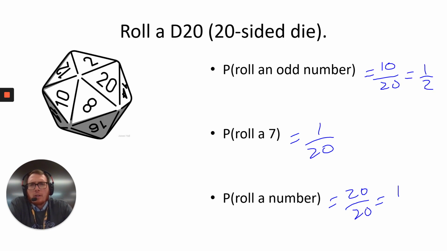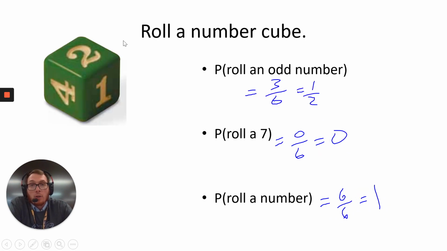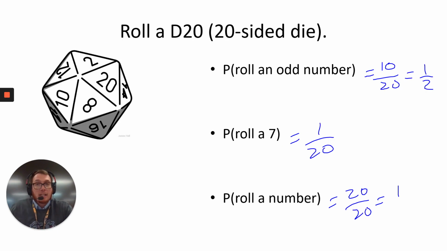We also have what's known as a D20, a 20-sided die, also known as an icosahedron, as we kind of have looked at. Rolling an odd number should be 10 out of the 20 numbers, which is 1/2. A fair die should be half odd, half even. That's its normal setup. Rolling a 7 should be 1 out of 20, so this time it is possible to roll a 7. And rolling a number would be 20 out of 20, which is 100% or 1. In terms of dice rolling, you need to understand a 6-sided die, and you should also understand a 20-sided die, which is also called an icosahedron.